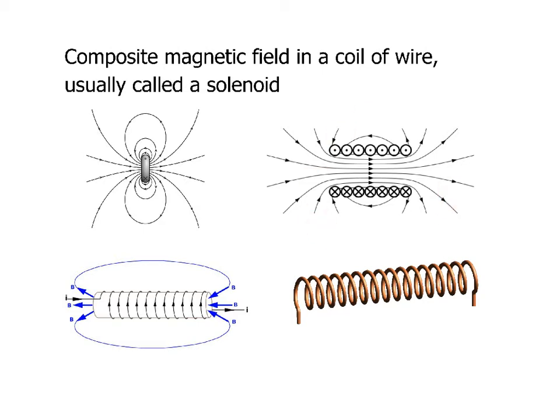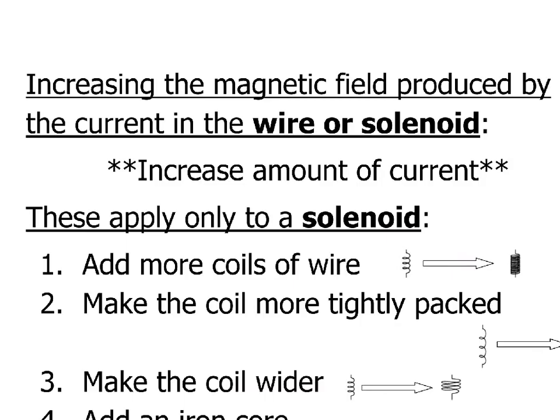Let's talk a little bit about how we can change the strength. How can you change the strength of the magnetic field inside this coil of wire? So let's take a look at that. All right, so anytime that you have current flowing in any conductor, you can increase the strength of the magnetic field simply by increasing the amount of current. So more current, stronger magnetic field. Doesn't matter, it could be just one single loop of wire in a circuit, or it could be a whole solenoid. Either way.